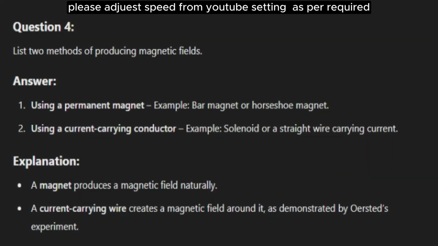Question 4. List 2 methods of producing magnetic fields. Answer. 1. Using a permanent magnet, for example, a bar magnet or horseshoe magnet. 2. Using a current-carrying conductor, for example, a solenoid or a straight wire carrying current. Explanation. A magnet produces a magnetic field naturally. A current-carrying wire creates a magnetic field around it, as demonstrated by Ørsted's experiment.